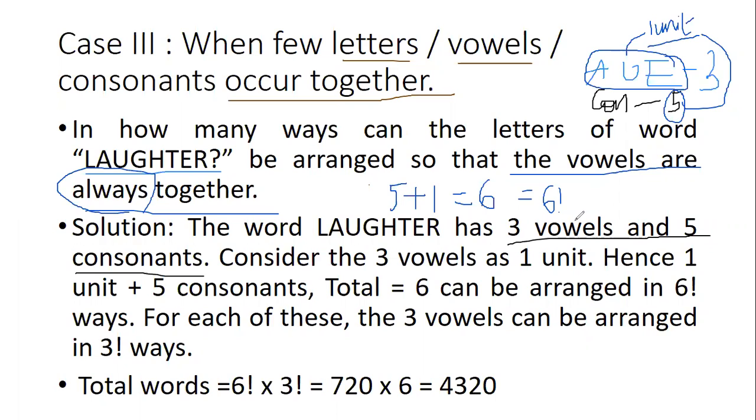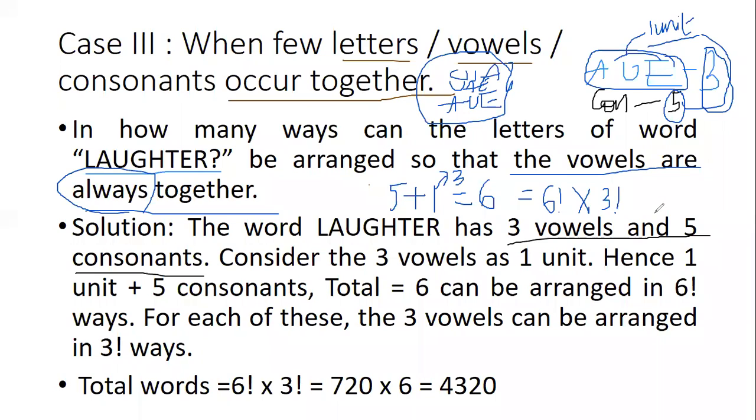But one more point: this one unit is nothing but 3 vowels. Now these 3 vowels also I can arrange among themselves. I can write it as A, U, E, or U, A, E, or E, U, A. Like this I can give varieties for the 3 vowels also. So for the 3 vowels also I can arrange them in 3 factorial ways.